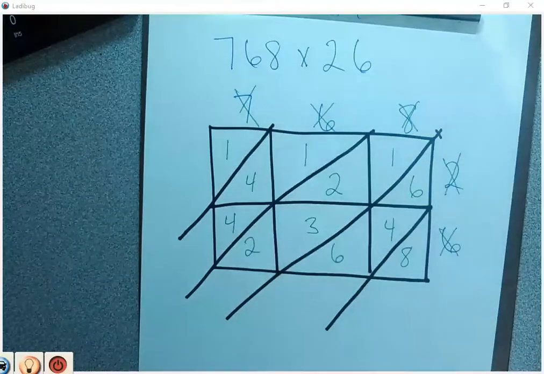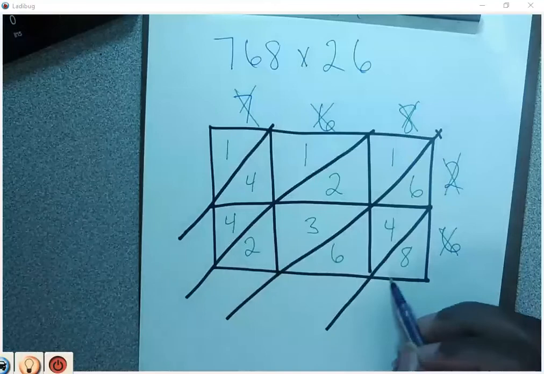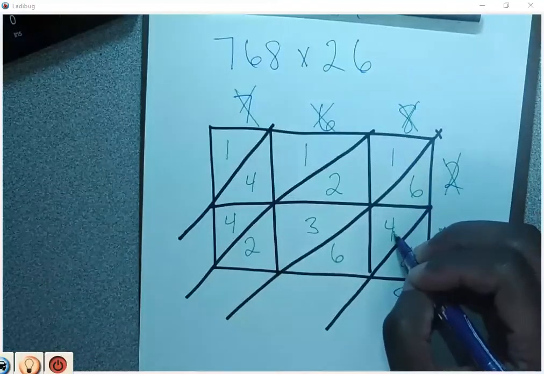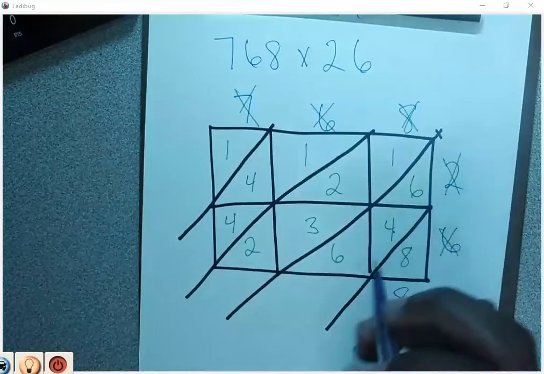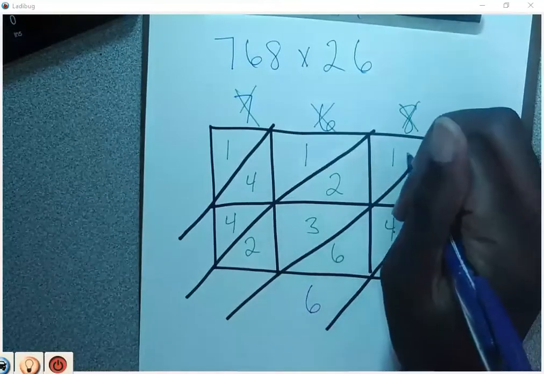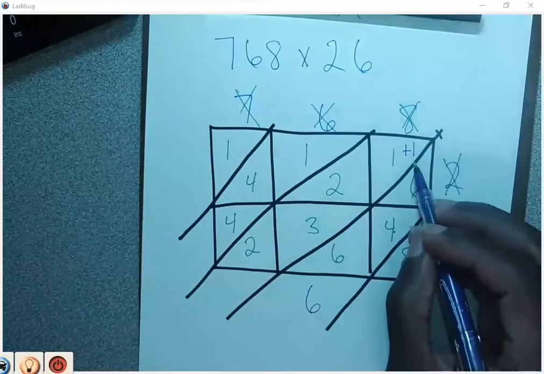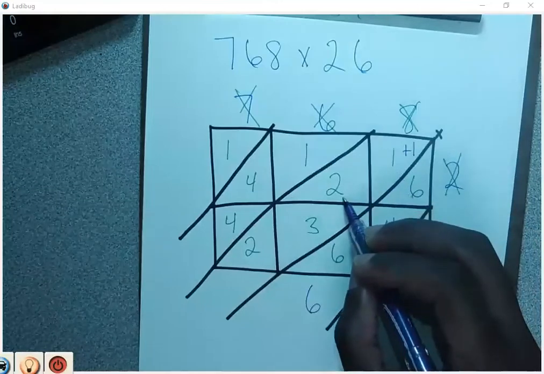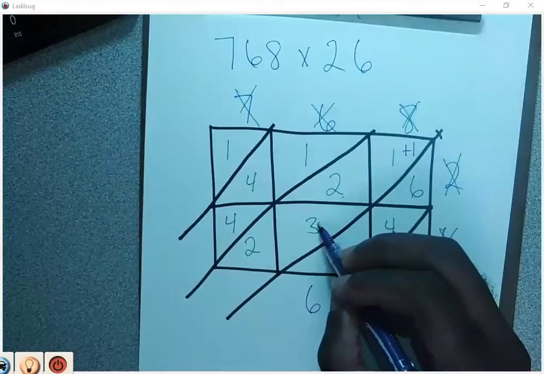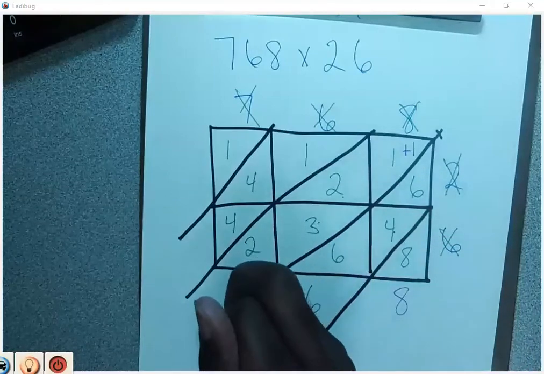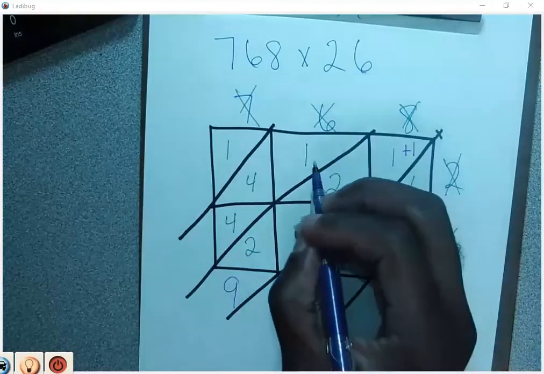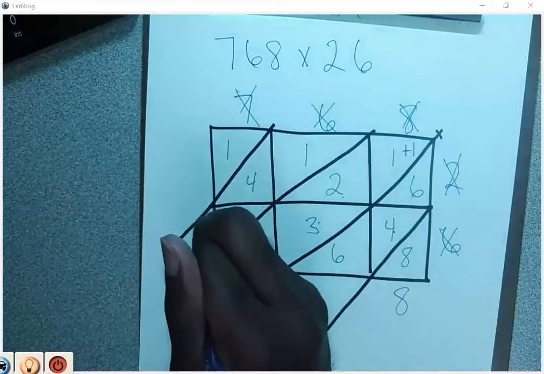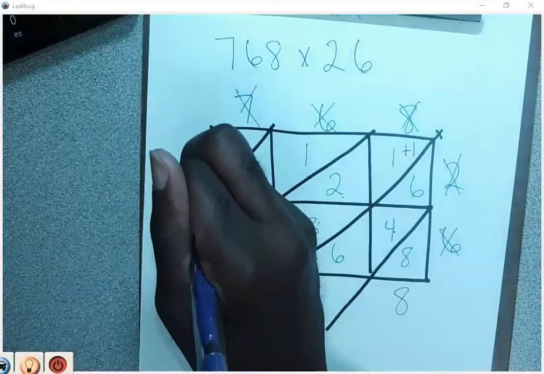Now I add up my sections. All I have right here is an 8. 6 plus 4 is 10. 10 plus 6 is 16. So my 6 will go here. I carry my 1. 1 plus 2 is 3. 3 plus 2 is 5. 5 plus 3 is 8. And 8 plus 2 is 10. 1 plus 4 is 5. 5 plus 4 is 9. And then I have this 1 by itself.